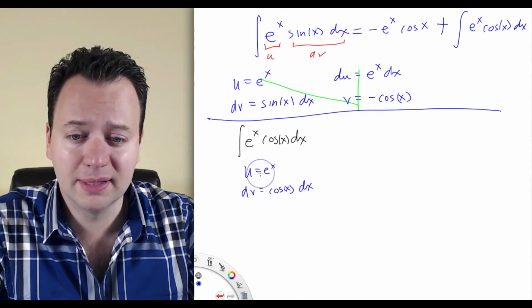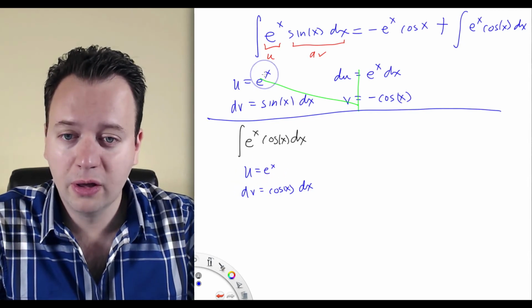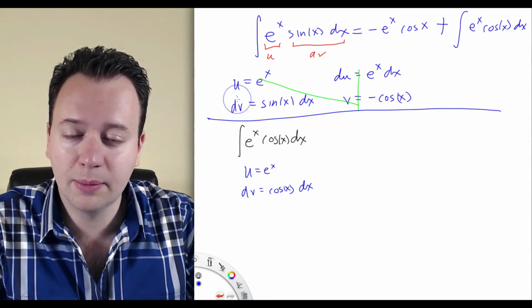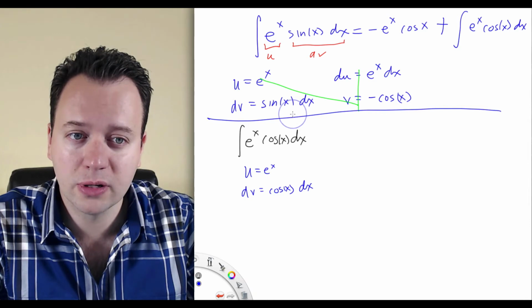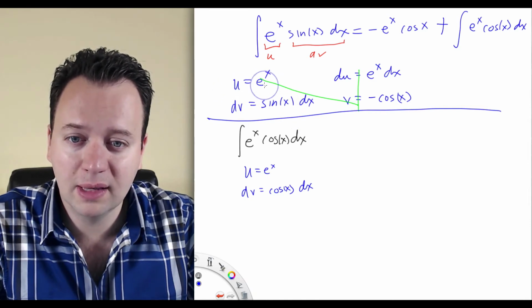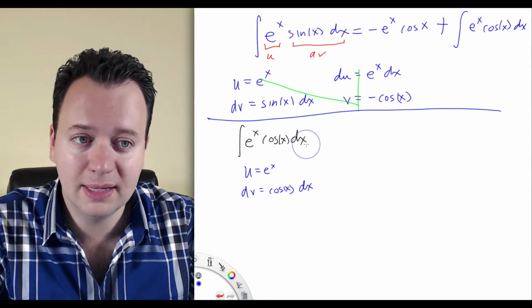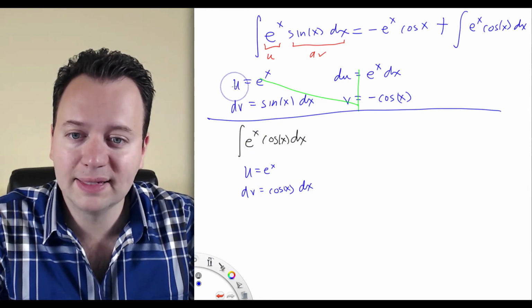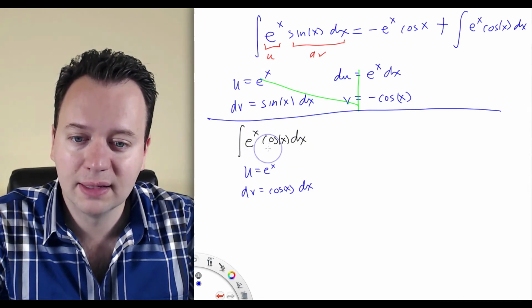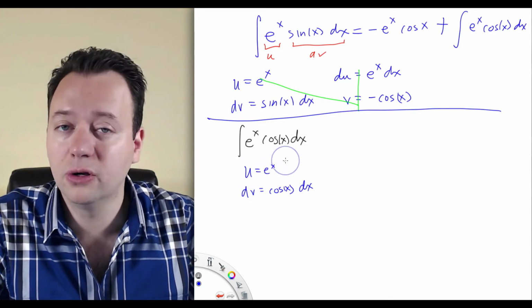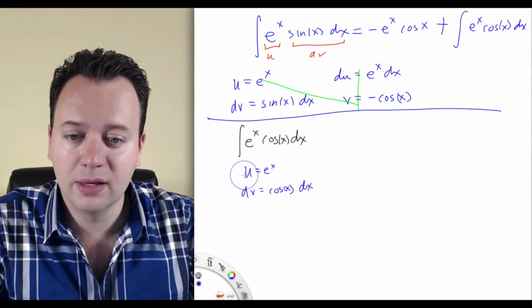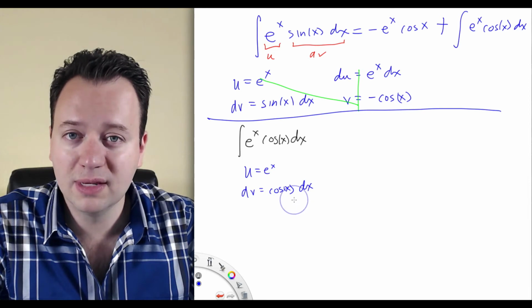What happens is that the first time when we set up u and dv, it didn't matter which was which. But now that we set u as the e to the x, we want to use the same u here. We want to use the e to the x again. If we had set u equal to sine of x, here we would be setting u equal to the cosine of x. Right? So we want to keep them the same.